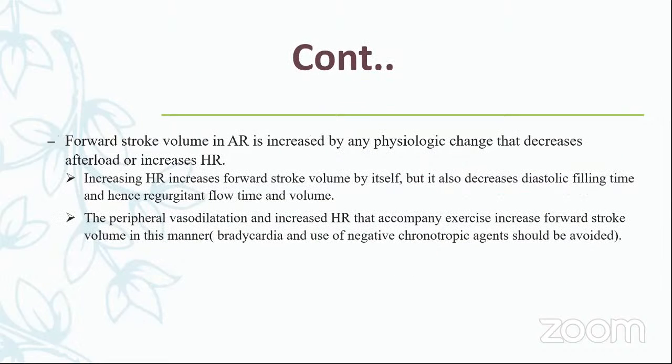The forward stroke volume in aortic regurgitation is increased by any physiological changes that decrease the afterload or increase the heart rate. So increasing the heart rate will increase the forward stroke volume. However, it will decrease the diastolic filling time, and hence the regurgitant flow time and volume will also decrease. The peripheral vasodilatation and increased heart rate that come with exercise will also increase the forward stroke volume in this manner. So bradycardia and the use of negative chronotropic agents should be avoided in these patients.